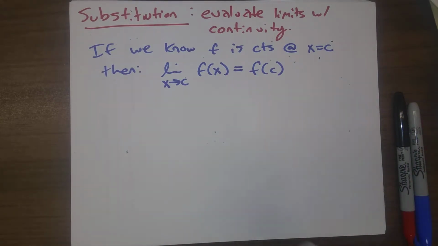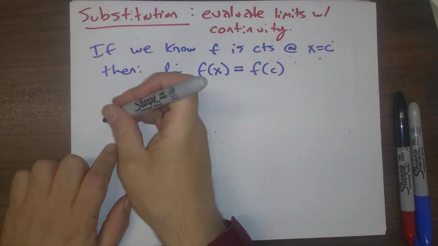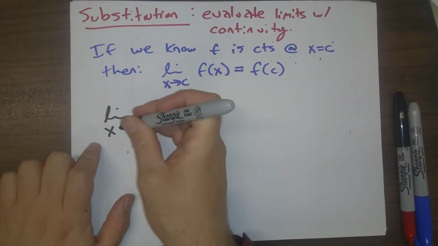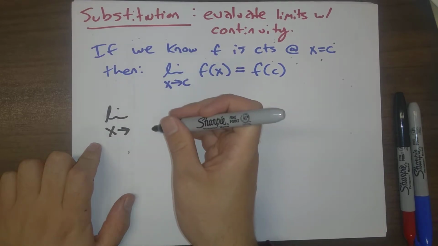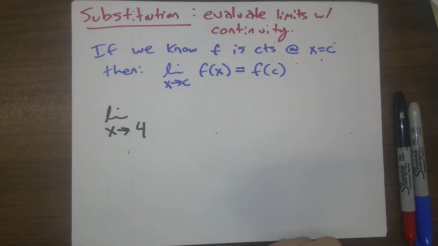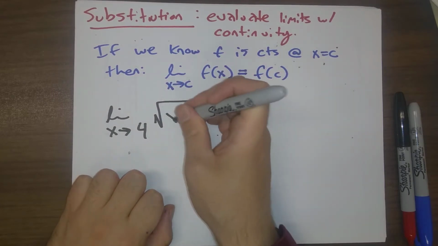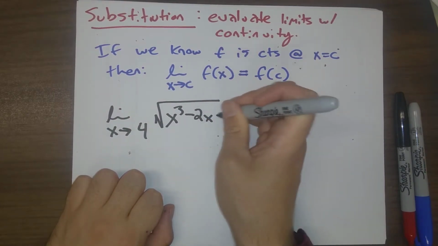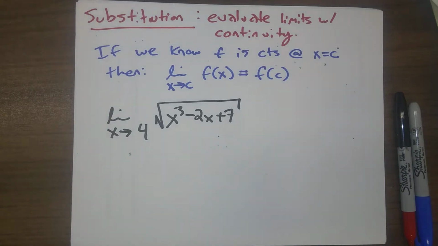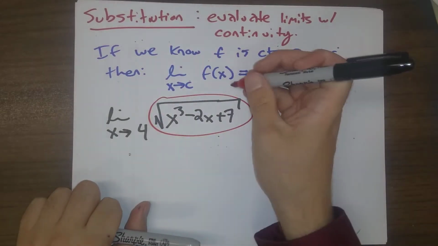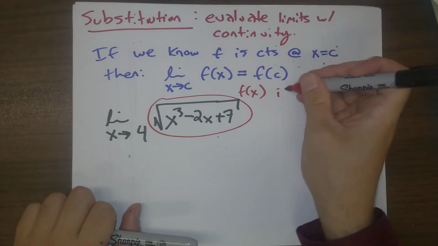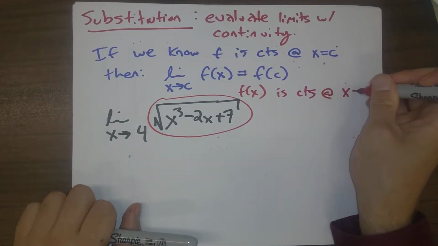And so I'm looking right now at the notes for one of the videos that we did in chapter 3, which is asking you to evaluate the limit as x goes to 4 of the square root of x cubed minus 2x plus 7. We took basically a full page of work using all of the basic limit laws to come up with the answer here. But if we're saying that this is f of x, this is going to be continuous at x is equal to 4.